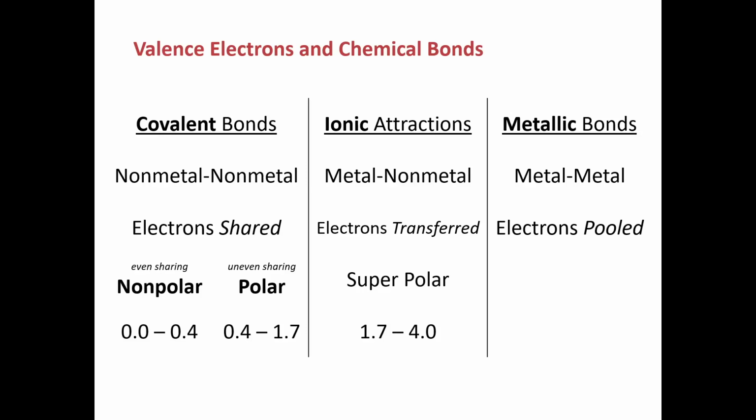nonmetal interacting. If we want to be more precise, we could talk about what's going on in the interaction, in which case covalent bonds, electrons are being shared. Ionic attractions, electrons are being transferred completely, and metallic bonds, electrons are being pulled. And going even further, we can analyze how those electrons are going to interact between the two elements. And we'll cover polarity in a little bit later in this lesson.